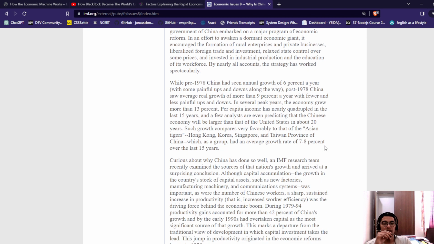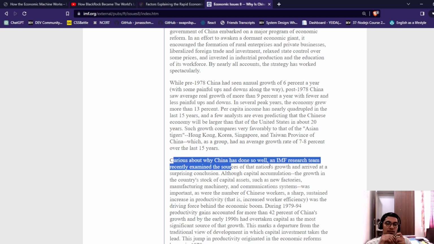While pre-1970s China had an annual growth rate of about 6% a year, with some painful ups and downs along the way, post-1970s China saw average real growth of more than 9% a year with fewer and less painful ups and downs. In several peak years, growth was more than 13%. Per capita income has nearly quadrupled in 15 years. Some are predicting that the Chinese economy will be larger than the United States in about 20 years. Such growth compares favorably to that of the Asian tigers, Hong Kong, Korea, Singapore, and Taiwan, which as a group had an average growth rate of 7 to 8% over the last 15 years.